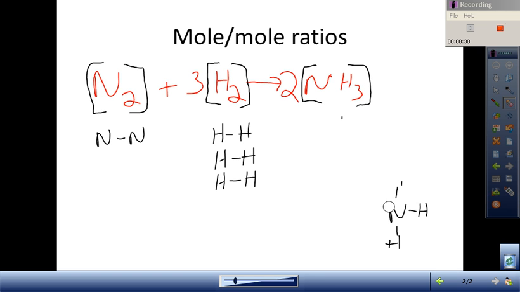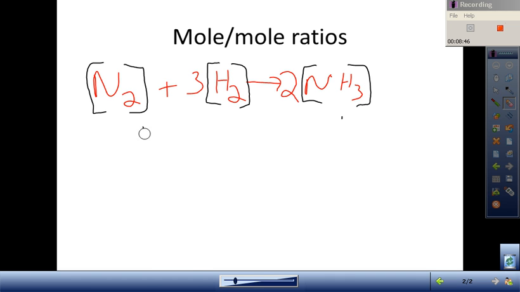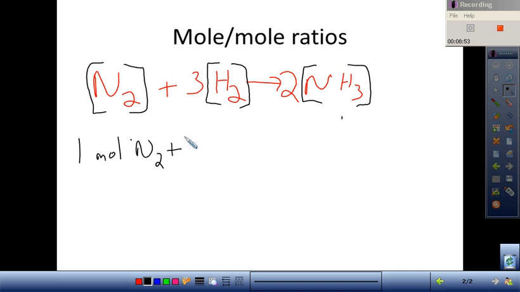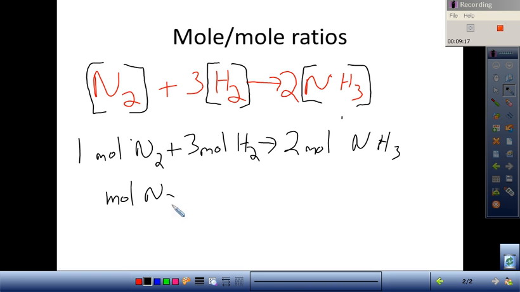Alright, so what does that mean? A mole-to-mole ratio is a quantity of how many of each thing I have. So we could rewrite this as 1 mole of nitrogen plus 3 moles of hydrogen are going to produce 2 moles of NH3. Okay, all I've done is add the word mole in front of each of these. So with that, I have a ratio. Well, what's my ratio of moles of nitrogen to moles of hydrogen? I'm just writing this mathematically as a fraction. Well, this tells me for every 1 mole of nitrogen, I need 3 moles of hydrogen.